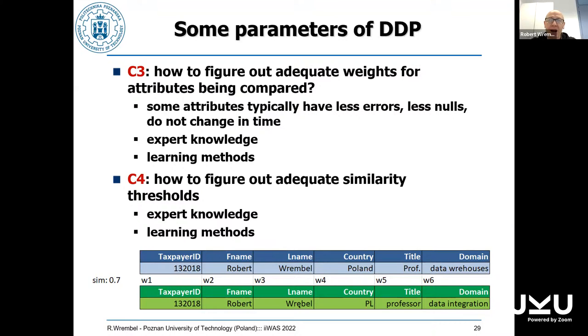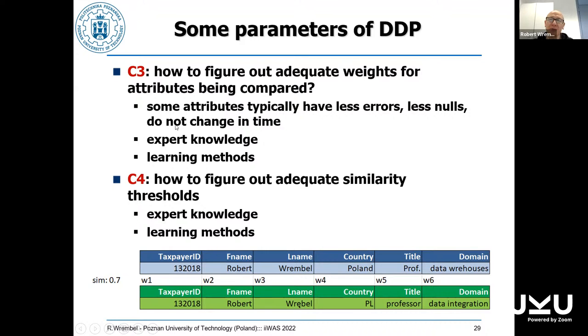Challenge number three. How to figure out adequate weights for the attributes being compared. For example, I'm comparing this blue record, Robert Wrembel, Poland, Professor, Data Warehouses, with the green one. As you can see, there are some typos, different names used for the country, different abbreviations, different domains. And then I compare whether this value is exactly the same as this, etc. So I compare attribute by attribute, but some attributes are more important than others. We have to weight these attributes to compute the final similarity measures. Some attributes typically have fewer errors, fewer nulls than others.